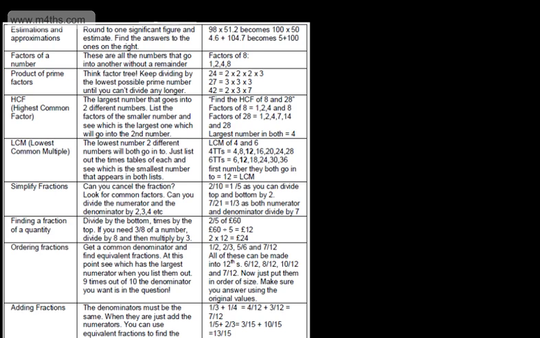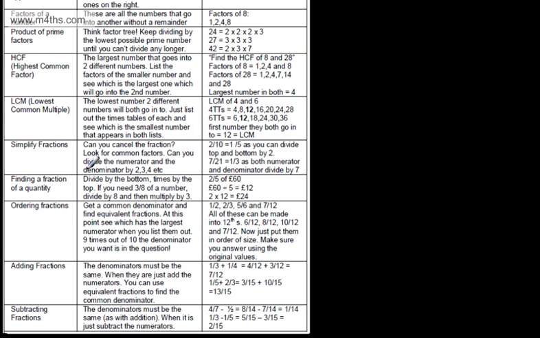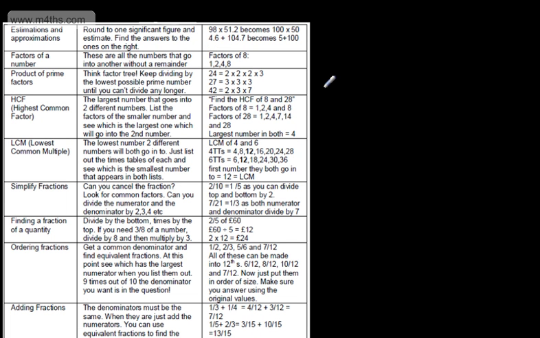Okay, let's move on and look at finding a fraction of a quantity. So let's start with some nice straightforward non-calculator examples. Let's find 1/5 of 20. Of means multiply. So 1/5 of 20. All we do is do 20 divided by 5. 20 divided by 5 will give me 4.